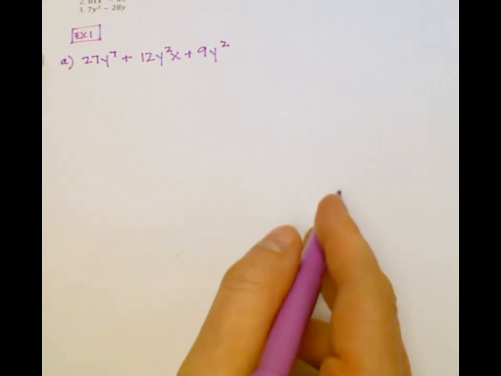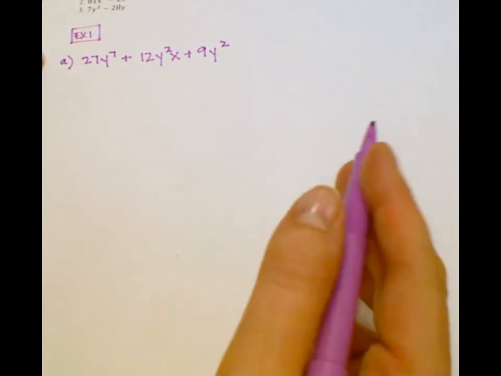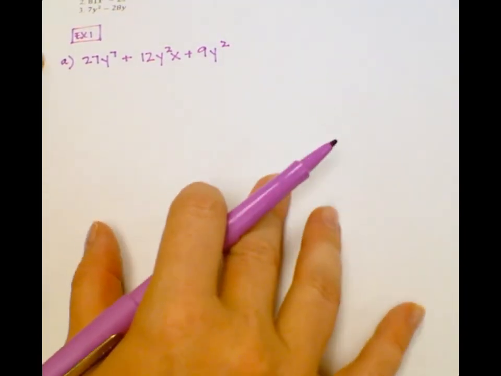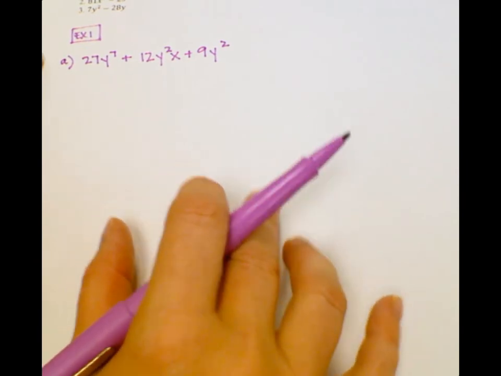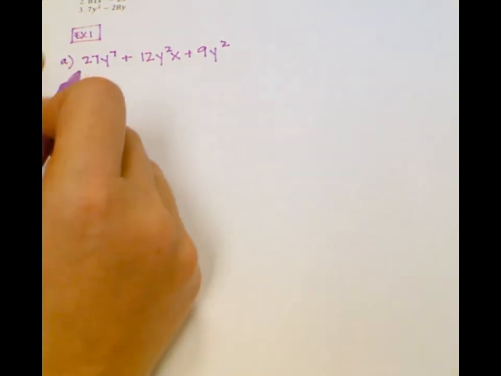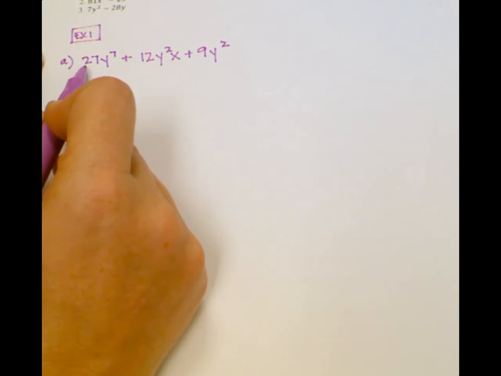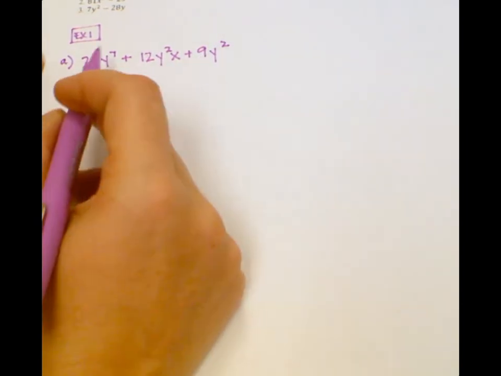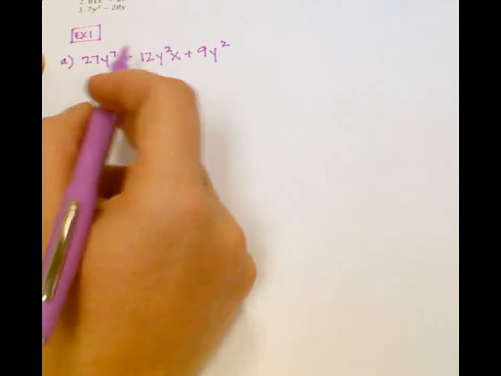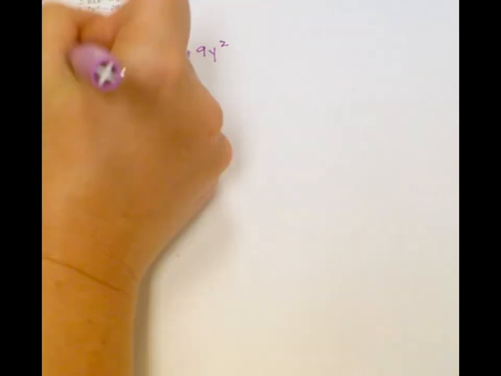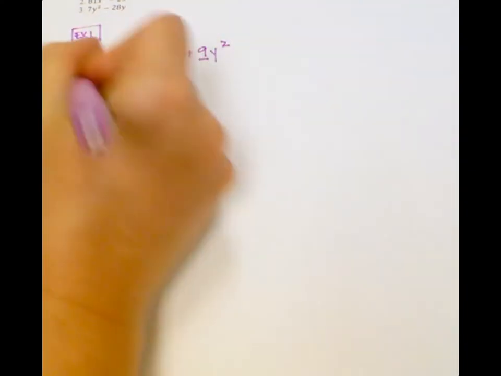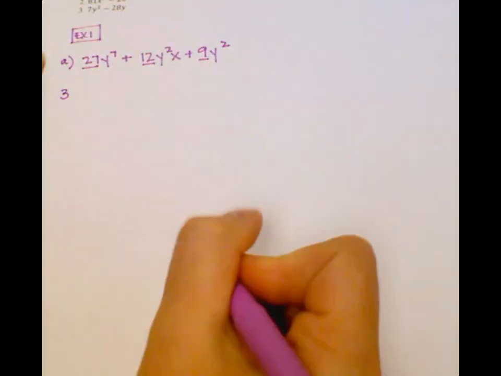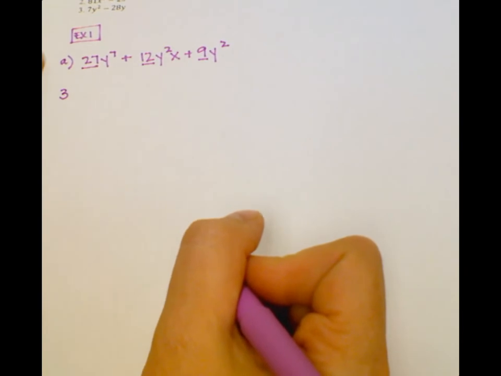All right, so this is our first example. What we want to do first is look at the numbers: what is the highest number that can go into all the coefficients? So you have 27, you have 12, and you have 9. What number can go into all three of these? 27, 12, and 9. So 3 would be the number that can go into all of those.